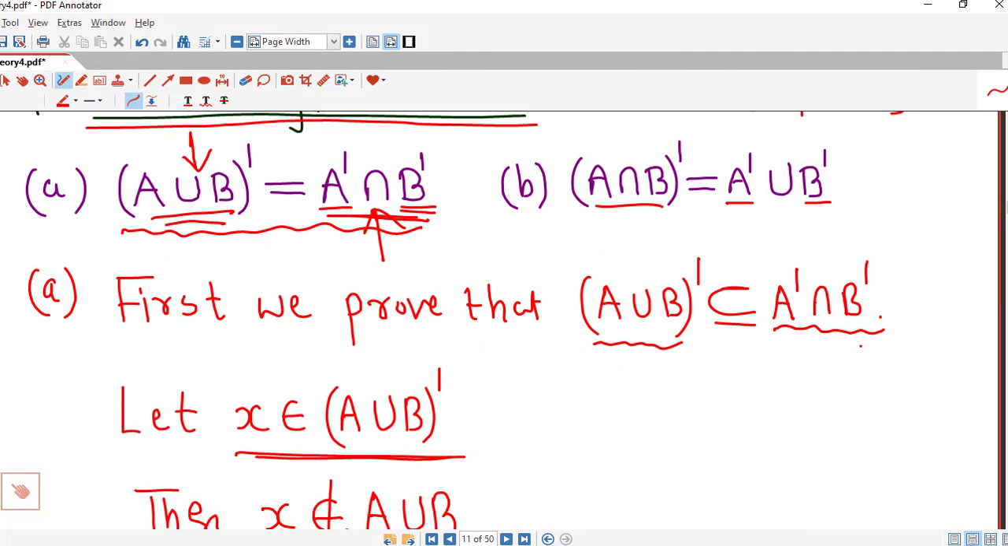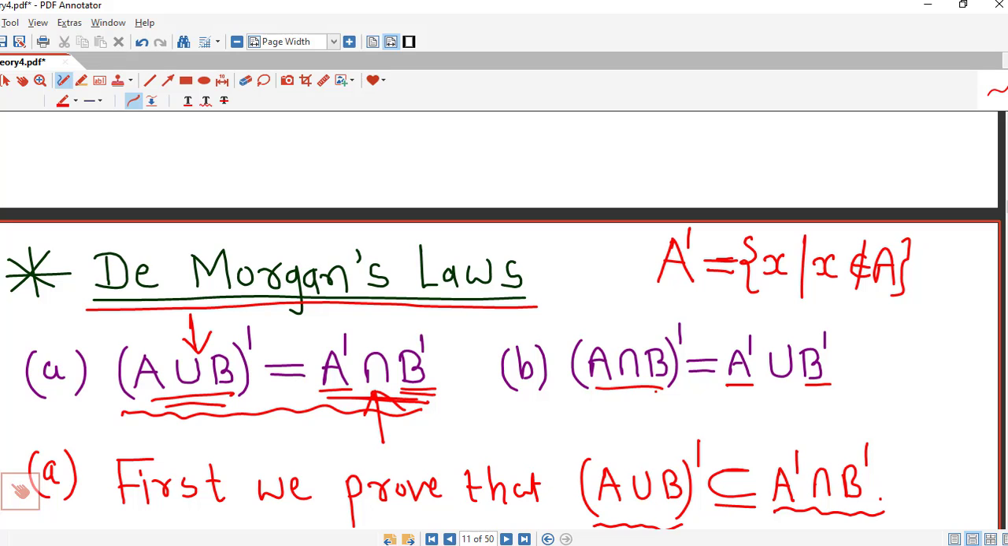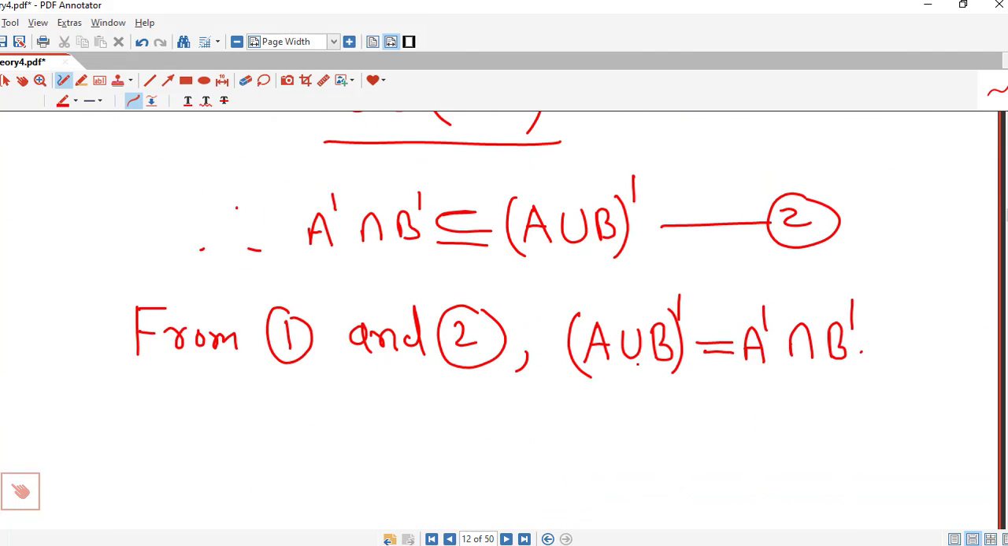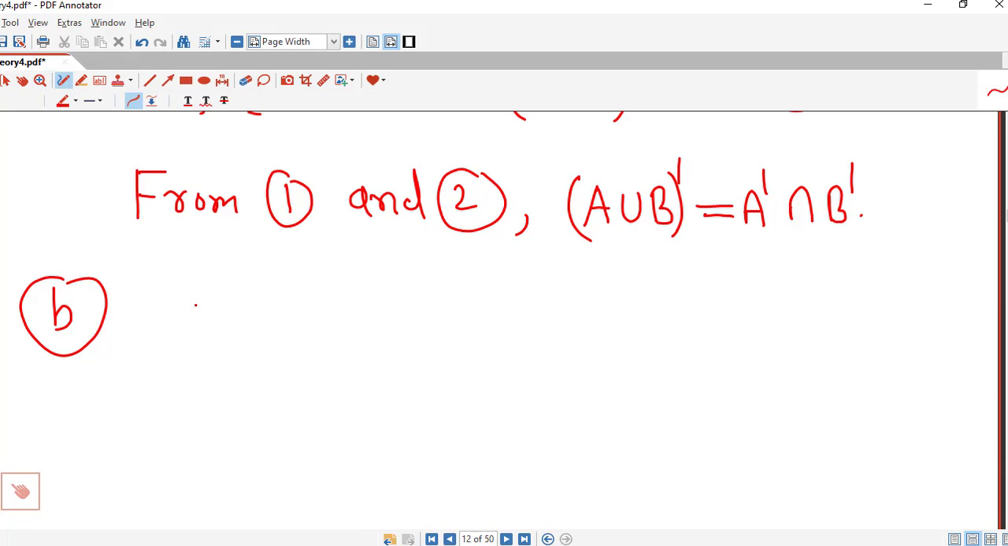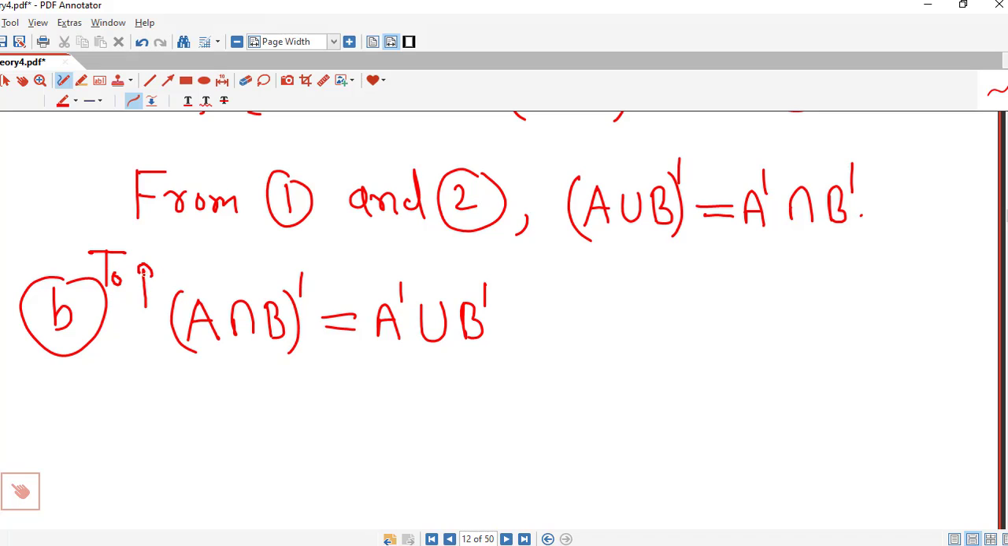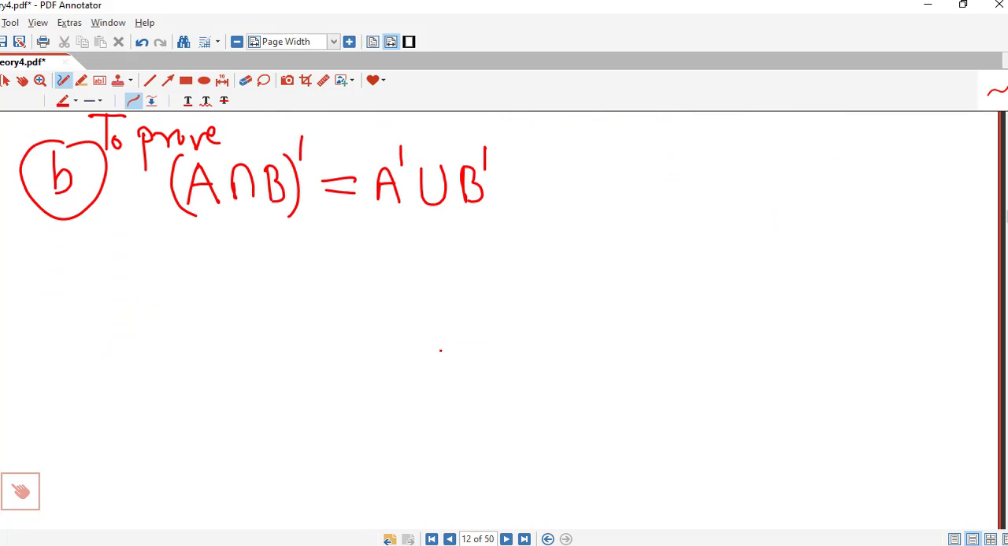Similarly, we can prove the second part, complement of A intersection B equal to A complement union B complement. So now we want to prove that complement of A intersection B must be equal to A complement union B complement. This we want to prove in this second part. Here union is replaced by intersection, here intersection is replaced by union. So first we show that this set is a subset of this set.